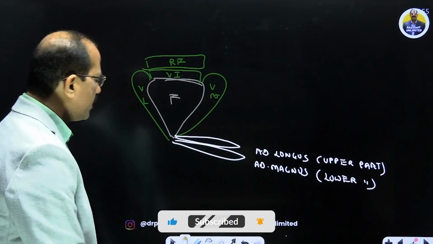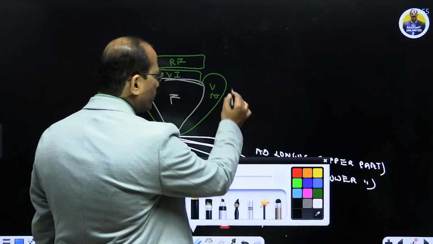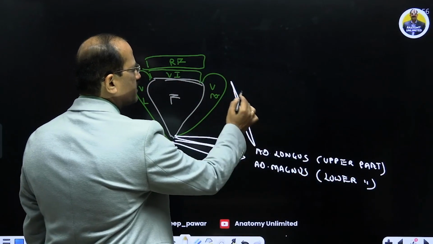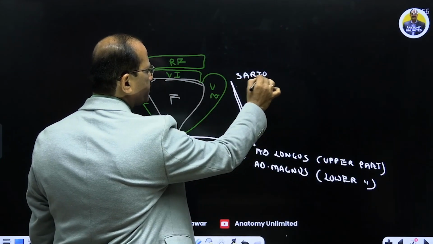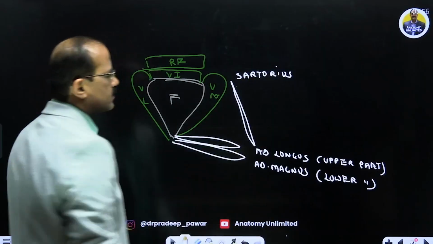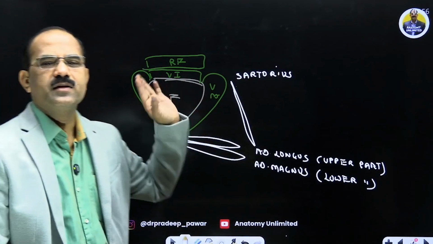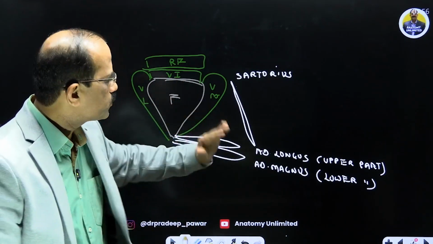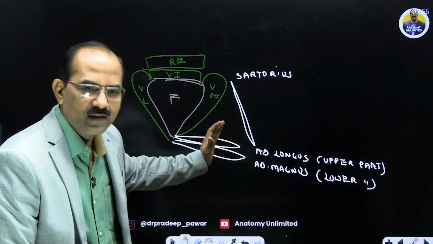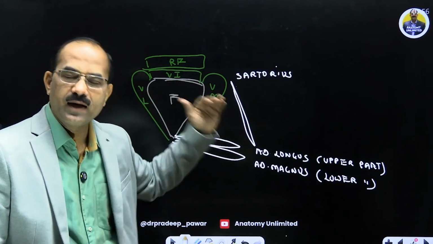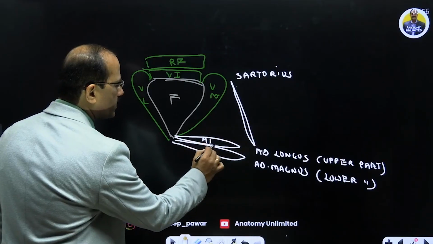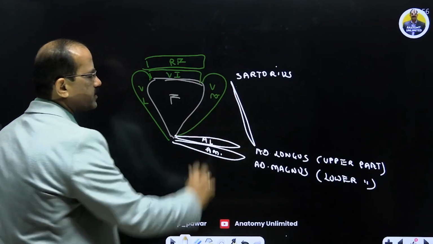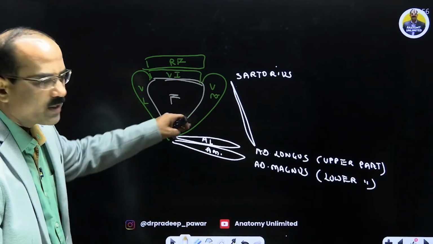Fine. And the roof is formed by what? The roof is formed by the sartorius. ये कौन है? Sartorius. So ये बन गया अपना adductor canal. So adductor canal के boundaries, so superior boundary vastus medialis. What's the inferior boundary? Adductor longus, adductor magnus. So I'll write it down here as adductor longus, adductor magnus, and that's a sartorius. Fine. ये बन गया अपना adductor canal.